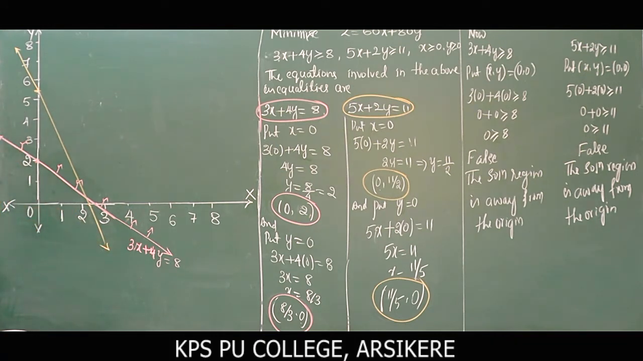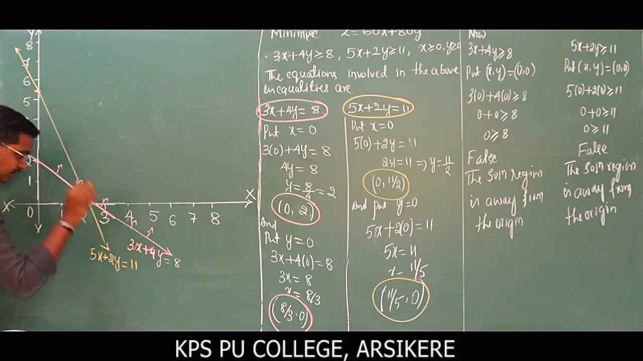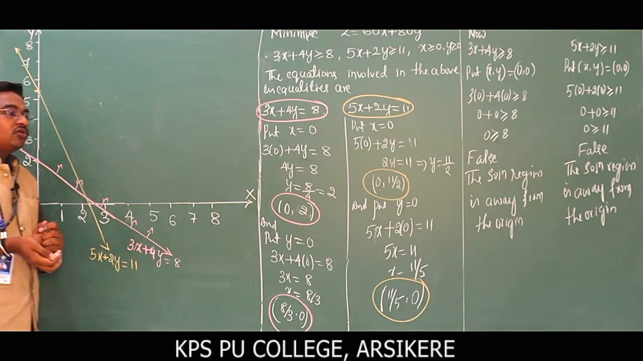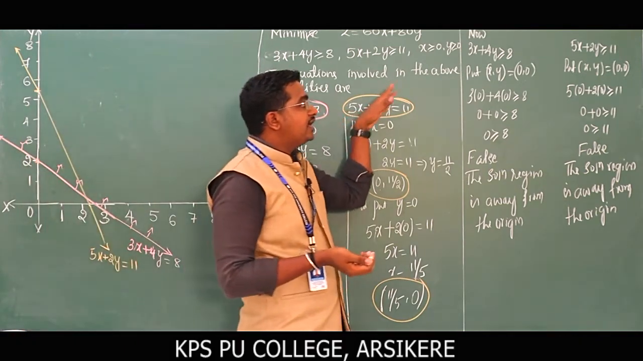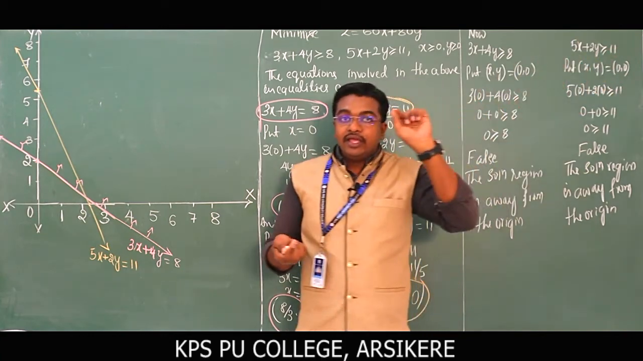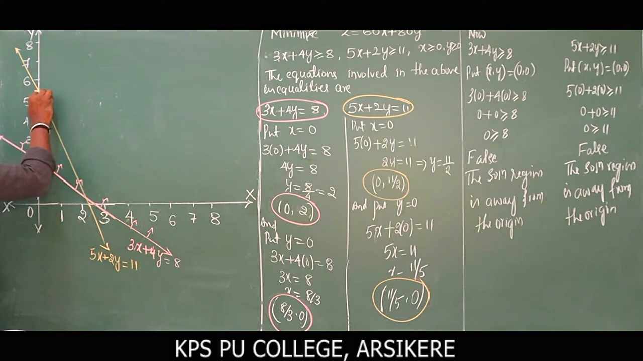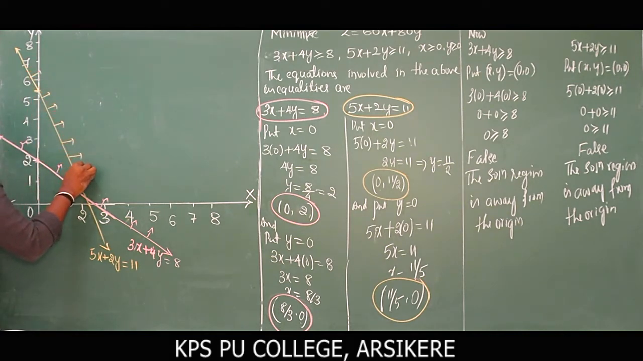What is the corresponding equation? The equation 5x + 2y = 11. When I substitute x = 0 and y = 0 in the corresponding inequality 5x + 2y ≥ 11, the solution region is away from the origin. You get the result here. This is the thing.